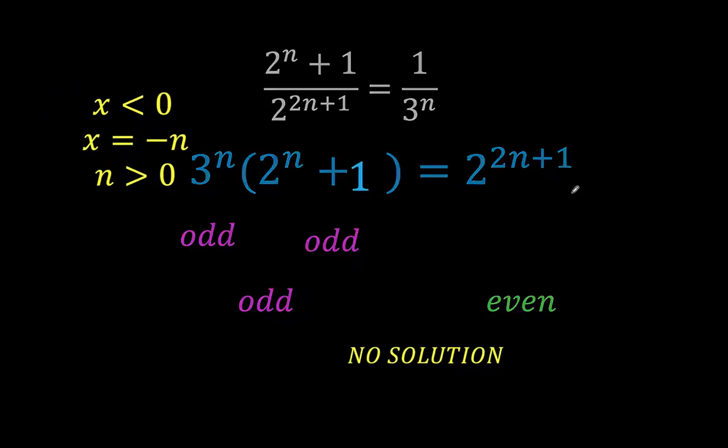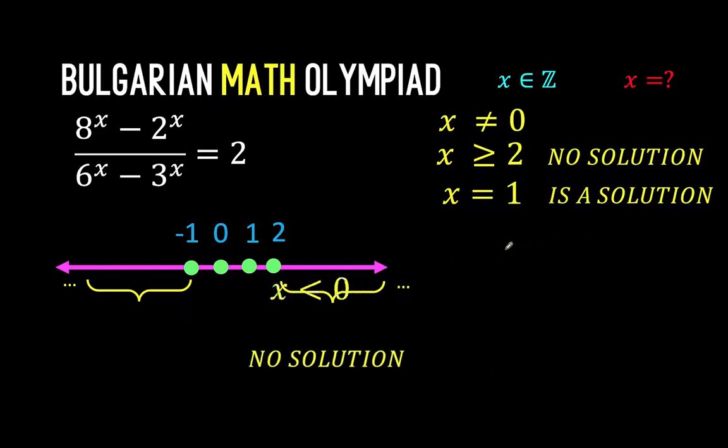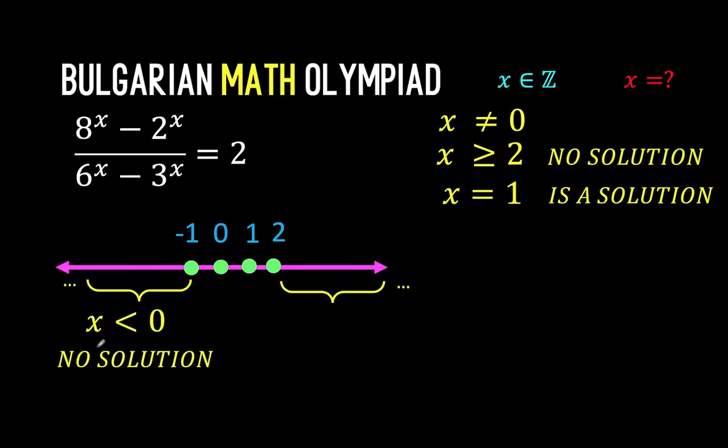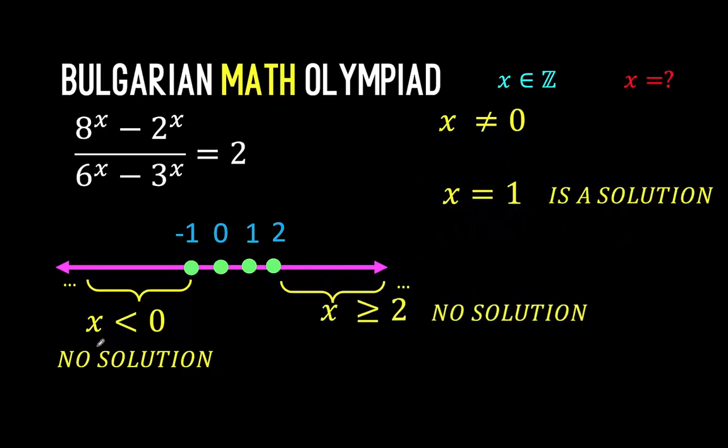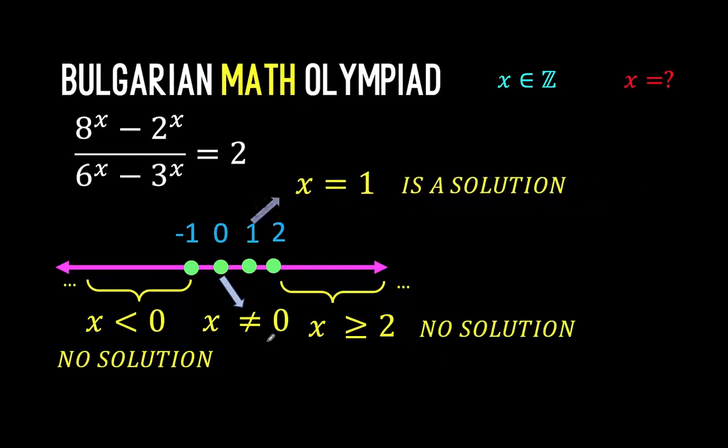So bringing back all these 4 different cases, here is now our result. We have here the number line for integers. The first result here is for x less than 0, x is an integer. There is no solution. The next case is for x greater than or equal to 2, x is also an integer. There is no solution. Then for x equals 0, again, x cannot be equal to 0. And finally, here is for x equals 1, which is the only solution for this equation. So our final answer is x equals 1 is the only solution to this given exponential equation.